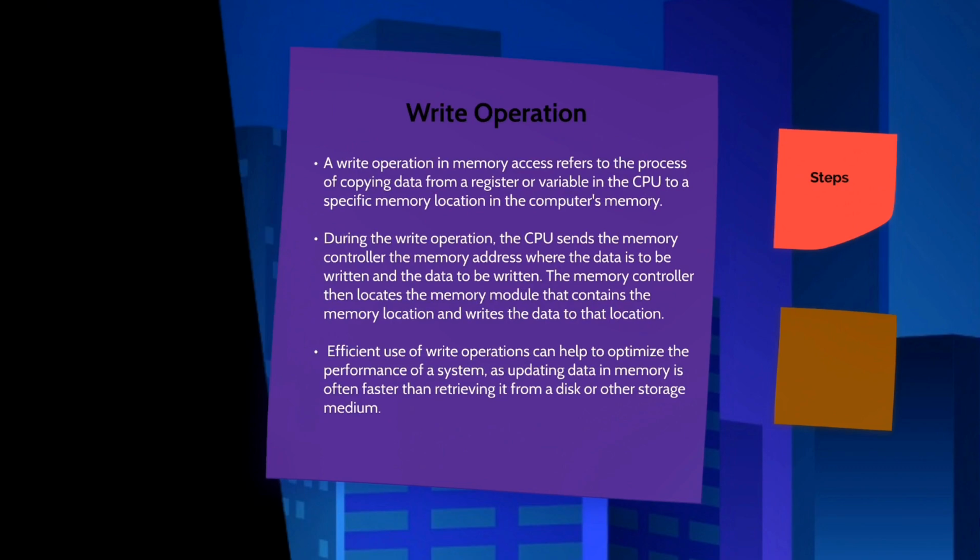Write operation. The write operation in memory access refers to the process of copying data from a register or a variable in the CPU to a specific memory location in the computer's memory. During the write operation, the CPU sends the memory controller the memory address where the data is to be written and the data to be written. The memory controller then locates the memory module that contains the memory location and writes the data to that location. Efficient use of the write operation can help to optimize the performance of the system, as updating the data in memory is often faster than retrieving it from a disk or other storage medium.